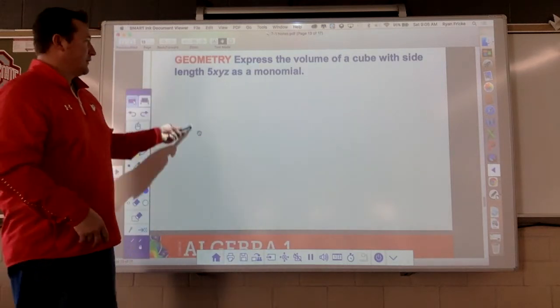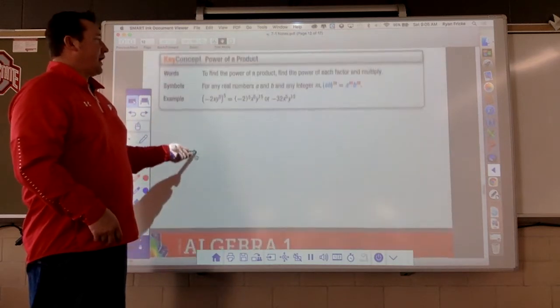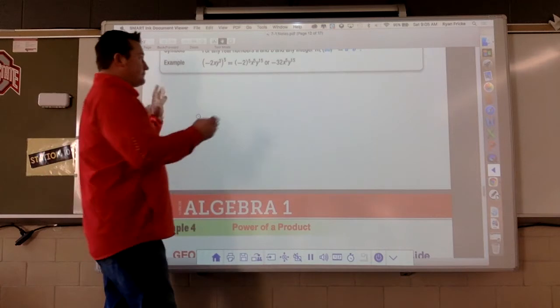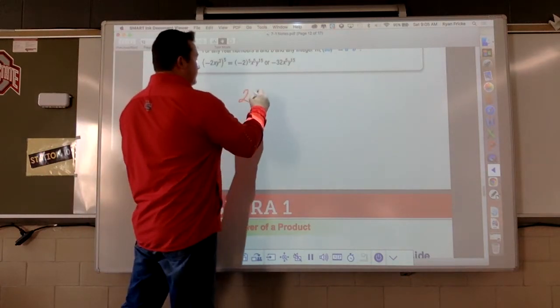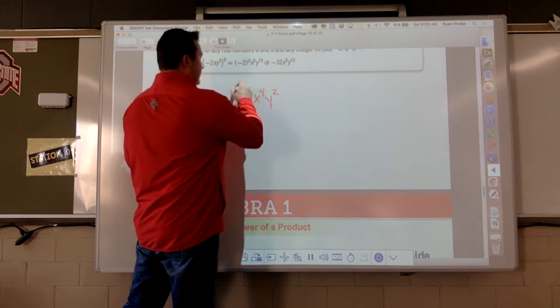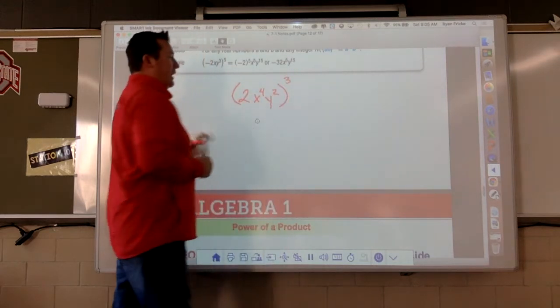Let's go back here. Can we just get a straightforward one? No, we can't get a straightforward one. All right. So I'm going to make up one here real quick. Go back to this slide, guys. Okay. So I would like to do 2x to the 4th y squared, and I would like to raise everything to the 3rd power.